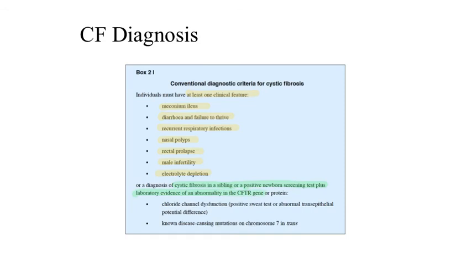There are two different ways to acquire lab evidence of CFTR dysfunction. One is a positive sweat test, and the other is the presence of a known disease-causing mutation on chromosome 7.